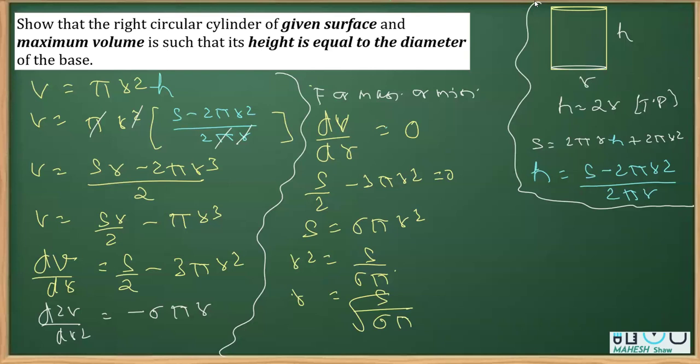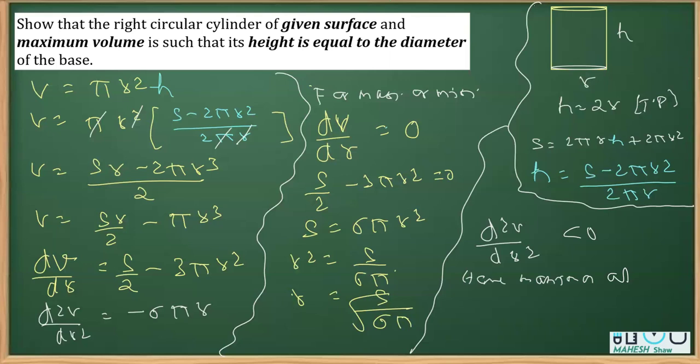Now, after that, we are going to apply the second derivative test. For applying the second derivative test, we look at d square V by dr square. As you can see, if I replace r with this, these are positive constants, and therefore this whole thing will be positive, but there is a minus sign before it. So we'll say that it is less than 0. Hence, maxima at r is equal to under root of s over 6 pi. So we have proved that the maximum is attained when r is equal to this.